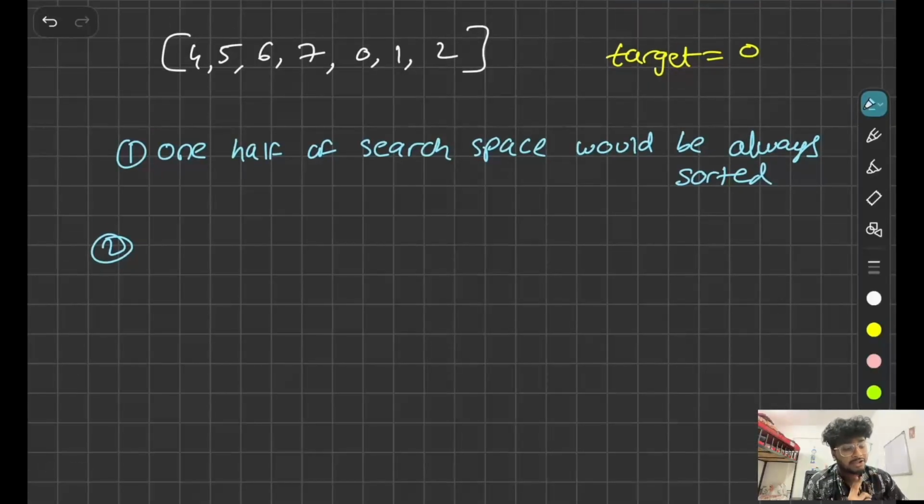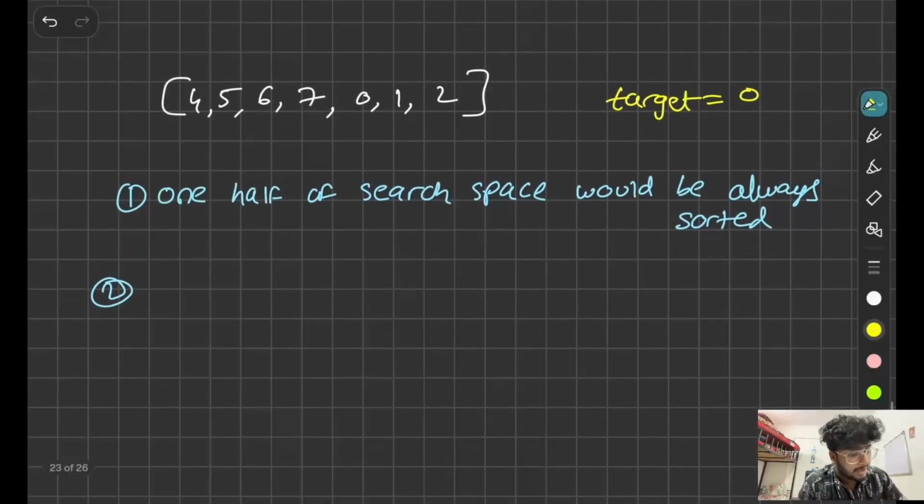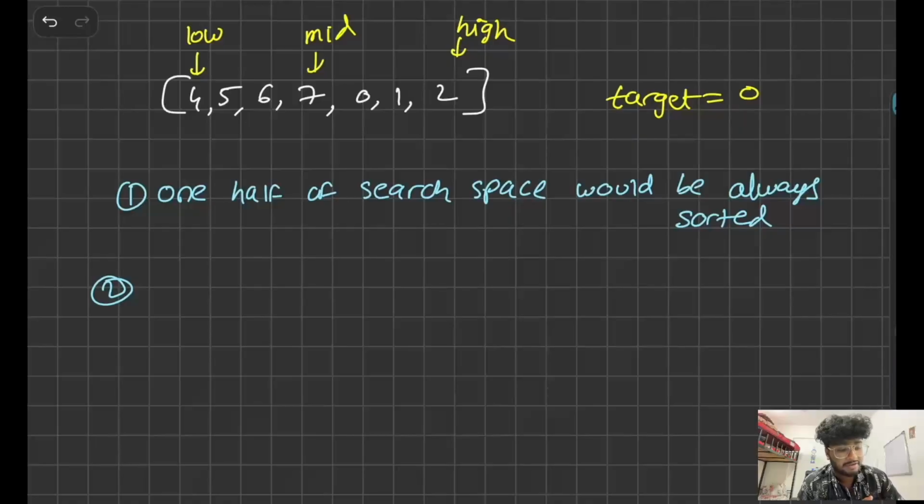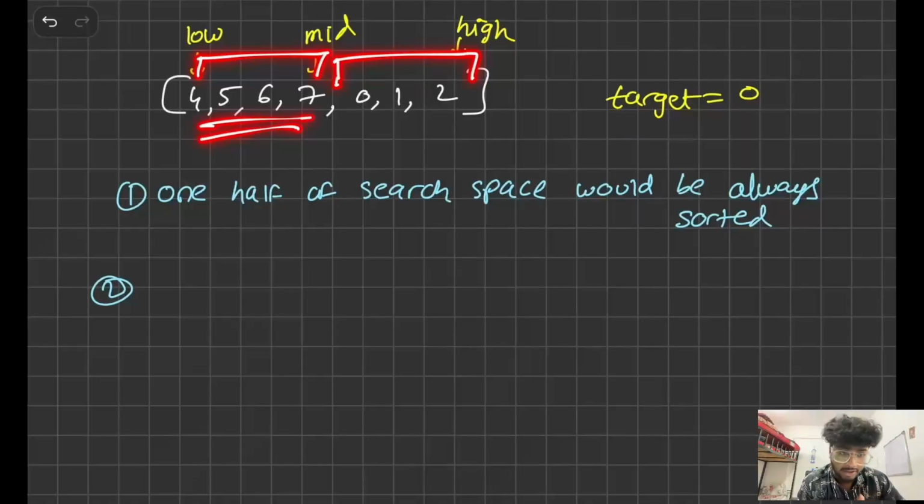So let's try it in the example itself. Let's consider this is my low and this is my high, right? So this would be my mid. Now let's check which half is sorted. Is my low to mid sorted, or is my mid plus 1 to high sorted? I can see that my low to mid is sorted.